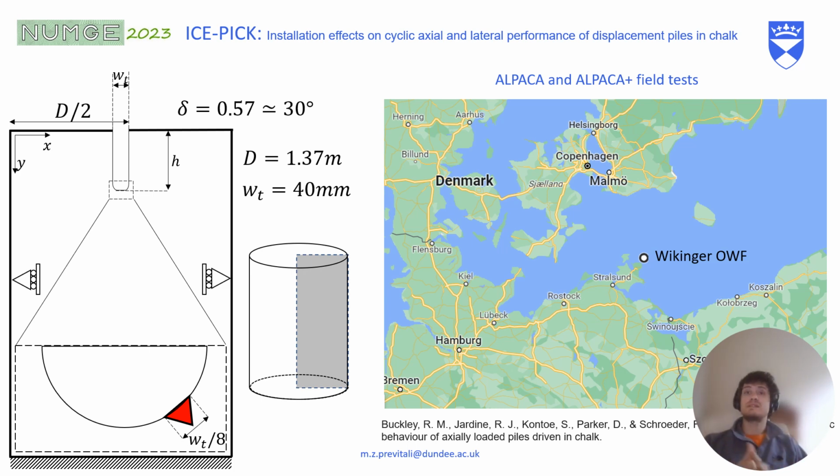Okay, then we decided to carry out the installation itself. Here on the left you can see the model. It's an axisymmetric model, used to reproduce the tests from the ALPACA and ALPACA Plus projects in the Wikinger offshore wind farm near Germany. The main characteristics of this model is that the pile diameter is set to 1.37 meters and the wall thickness of the pile is 40 millimeters.